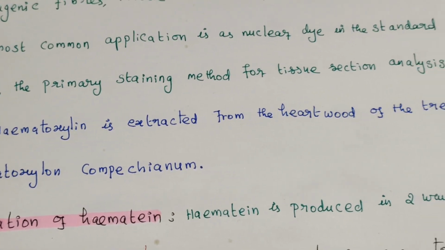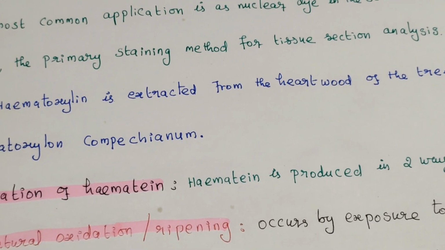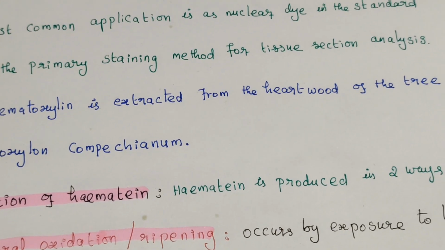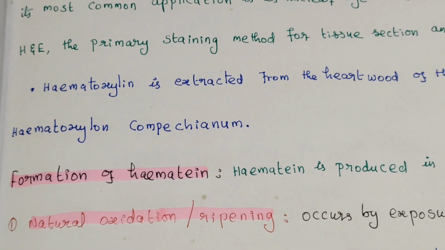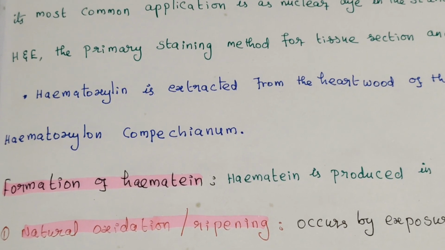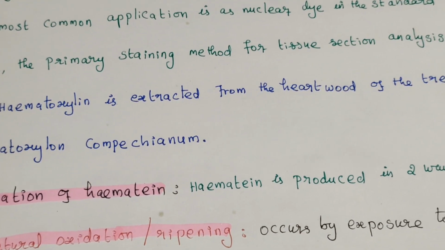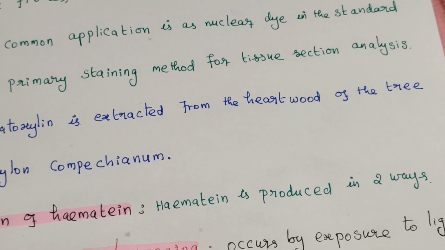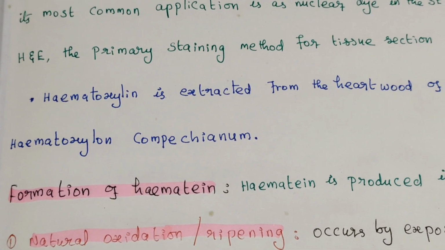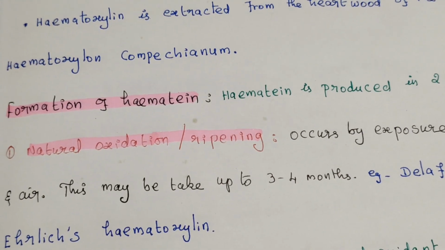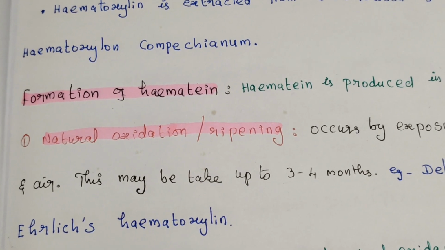Hematoxylin is extracted from the heartwood of trees. It is extracted from the heartwood of the tree Hematoxylon campechianum.